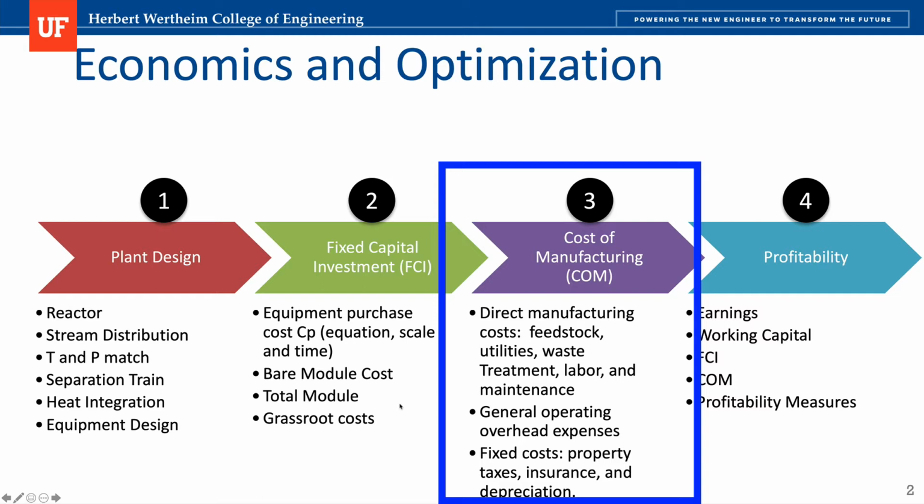So that includes the cost of manufacturing, includes the direct manufacturing costs like feedstocks, utilities, waste treatment, labor, and maintenance. Also includes general operating overhead expenses, and also includes fixed costs that are associated to property taxes, insurance, and depreciation.